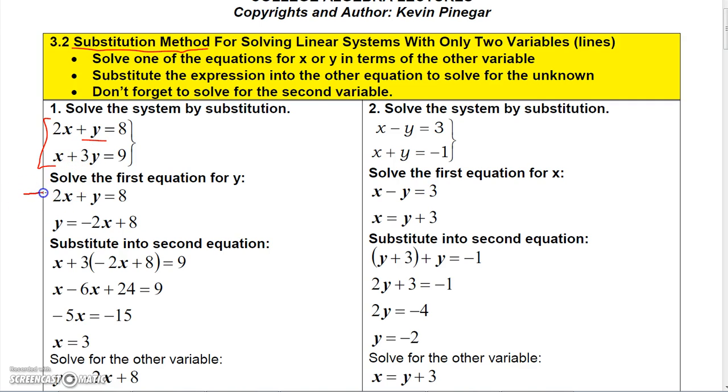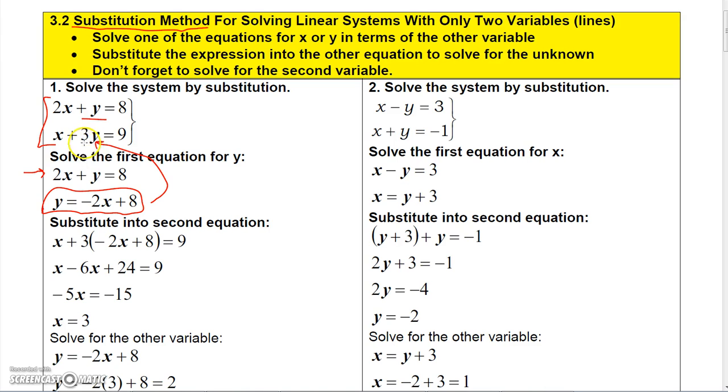So if I take this equation and solve it for y, I'll just subtract 2x from both sides, and I'll get y equals minus 2x plus 8. Now, what that allows me to do is go back into the other equation. Make sure you don't plug back into where it came from. Plug into the second equation, and that's where we're going to substitute.